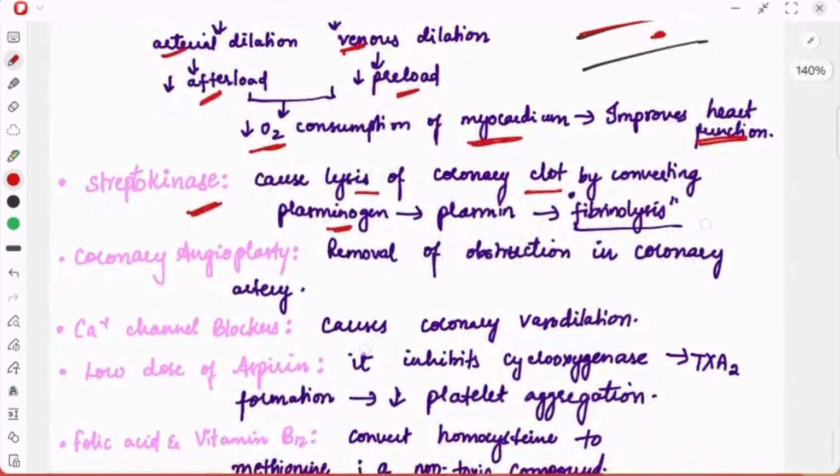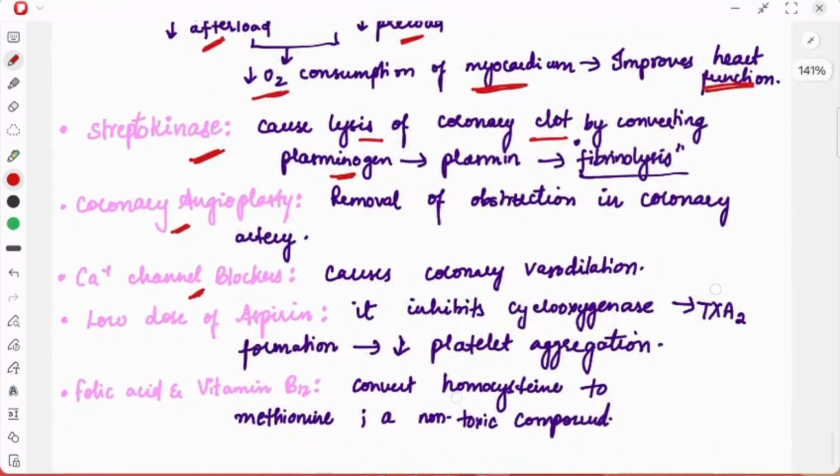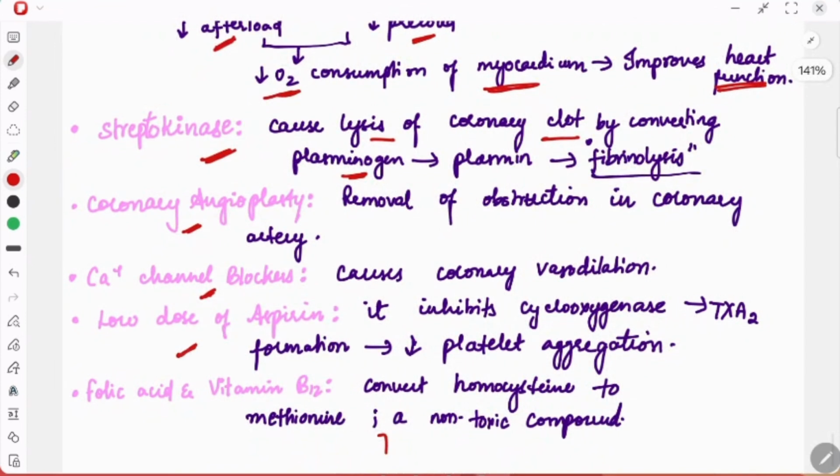Then the coronary angioplasty. Okay, angioplasty is nothing but removal of the obstruction in the coronary artery. That is also one surgical procedure done in treatment of MI. Okay, one of the methods. The next one is the calcium channel blockers. What are these calcium channel blockers? They cause the coronary vasodilatation. Okay, then low dose of aspirin can also be given. Okay, but it has to be given in the lesser dose.